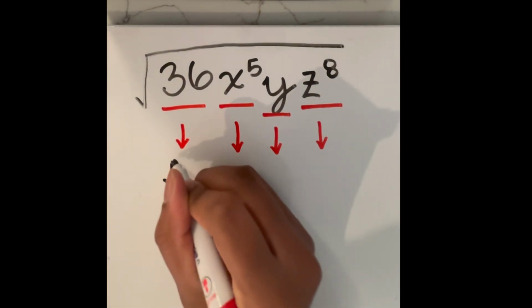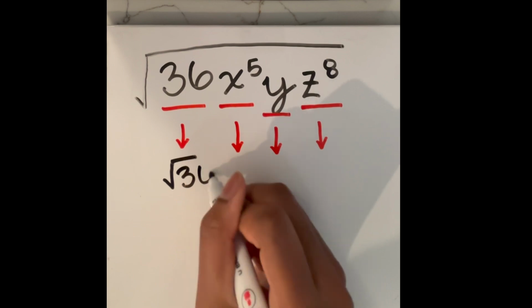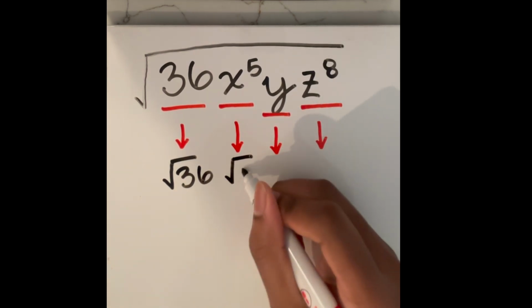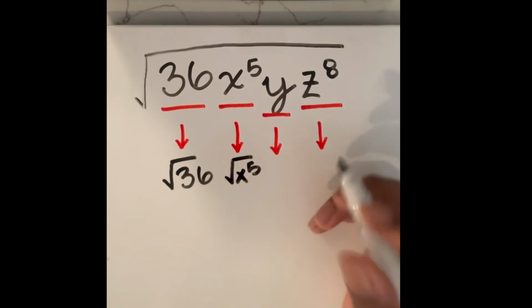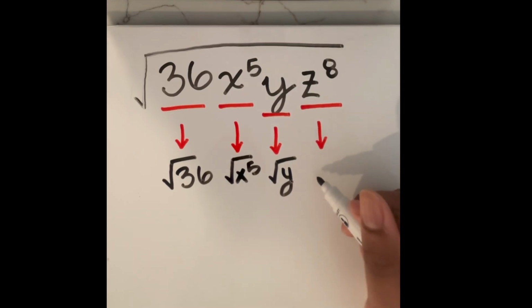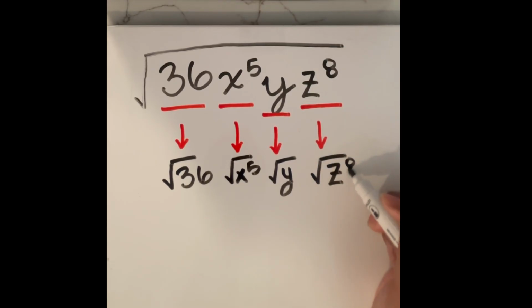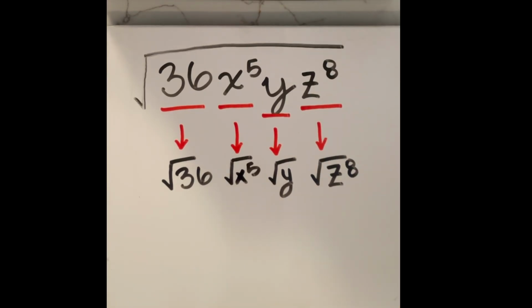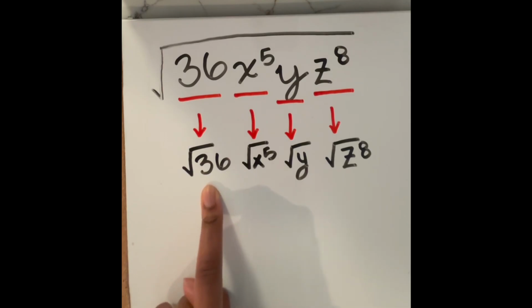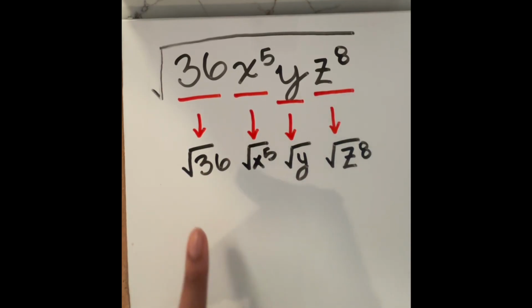So we have the square root of 36, then we have the square root of x raised to the power of 5 times the square root of y times the square root of z raised to the power of 8. All right, so we're going to start by looking at this first term, the square root of 36, and we're just going to solve that.